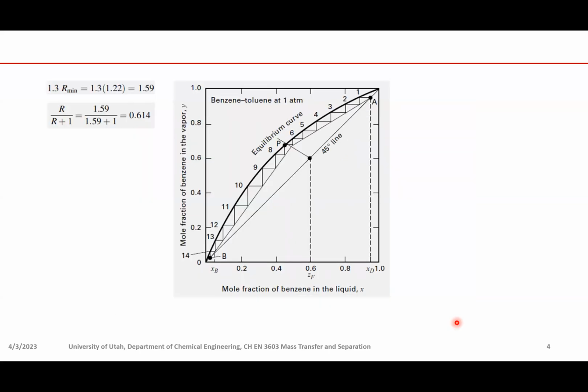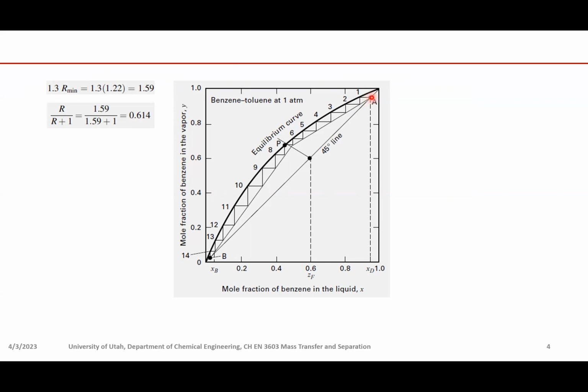Now let's move on to the third question of this problem, which asks us to figure out the number of stages and the optimal feed stage location if we have an actual reflux ratio that's 1.3 times the minimum, and that gives us 1.59. And then we can compute the slope of the operating line. That's R over R plus 1. Plug in the numbers, you get 0.614.